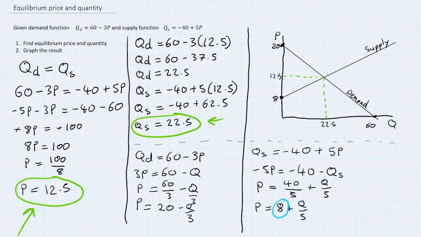Full marks to you. Now, depending on where you are in your economics course, you might be asked to also put on there the consumer surplus and the producer surplus. Of course, the producer surplus is the area on the graph which is above the supply line and below the equilibrium price. The consumer surplus is the area which is below the demand curve and above the equilibrium price. And there you have it.